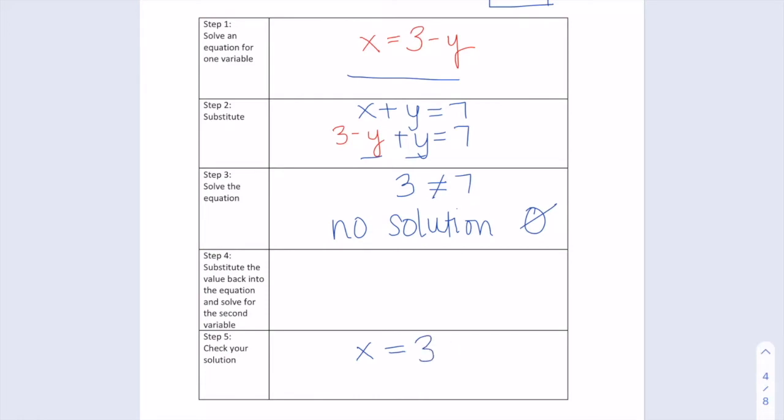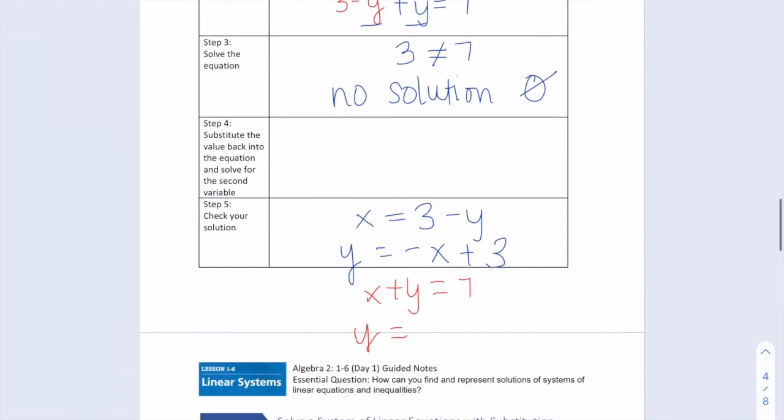I'm going to write it in slope-intercept form. Okay, so that's minus y. So when I add the y here and I subtract the x, that equation can be rewritten as y equals negative x plus 3. The second equation was x plus y equals 7, and that can be rewritten as y equals negative x plus 7.